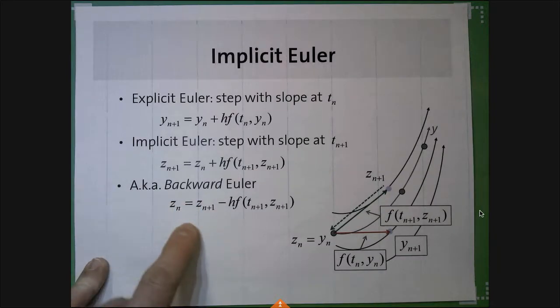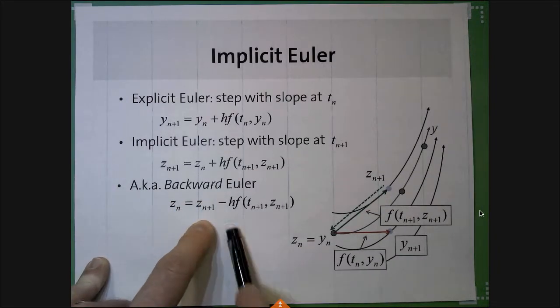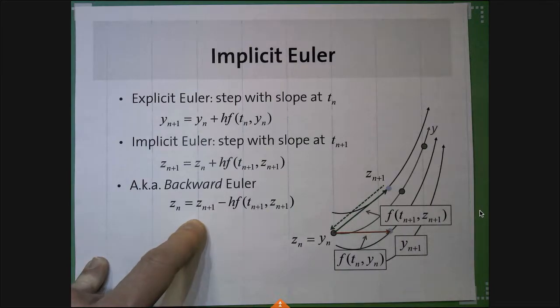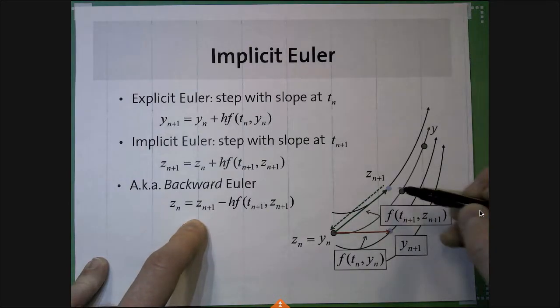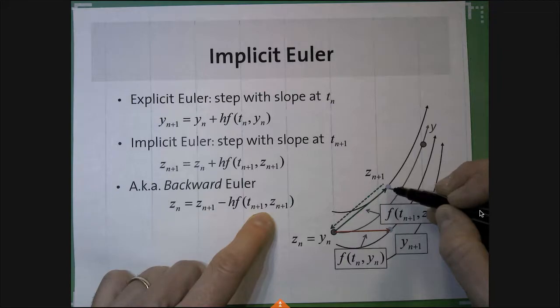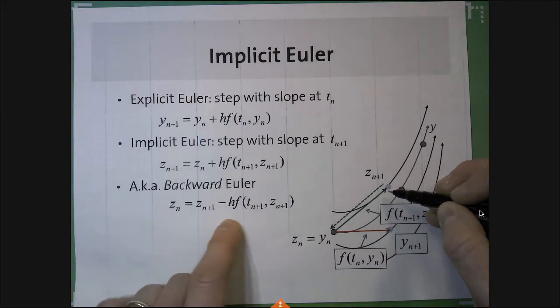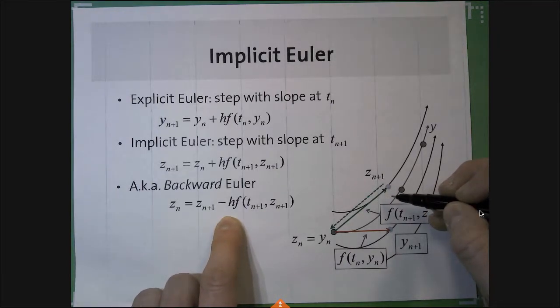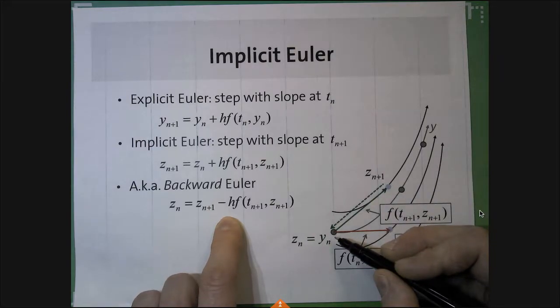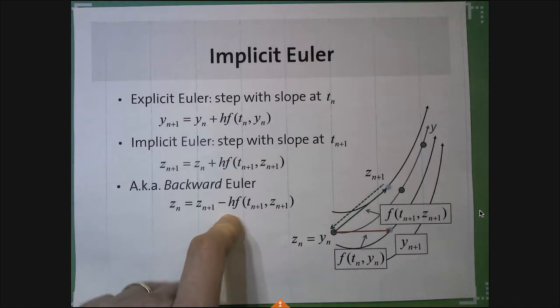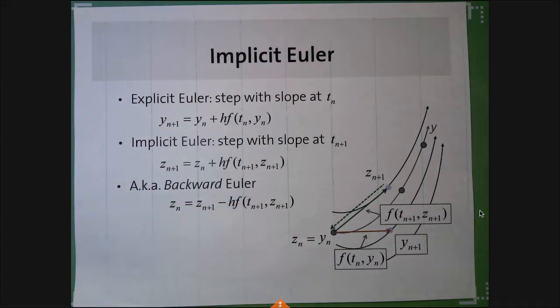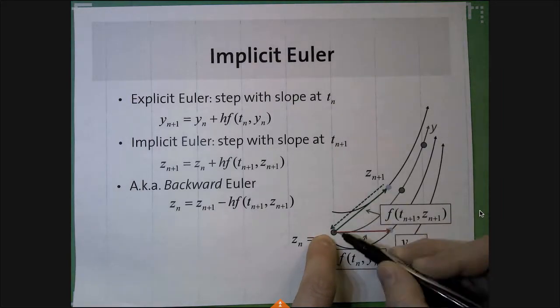The backward alludes to the fact that it's actually explicit Euler going backward in time. If you started at tn plus 1 and zn plus 1, and you took a step back in time, minus h, you would arrive where you were. So that's another way you can understand implicit Euler. It's going to such a point that if you took a step back in time, you would arrive where you started. This is what it means.